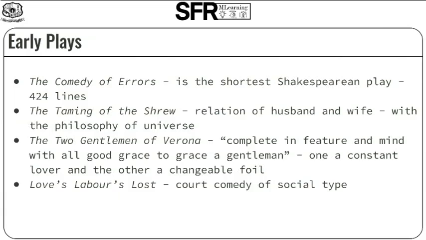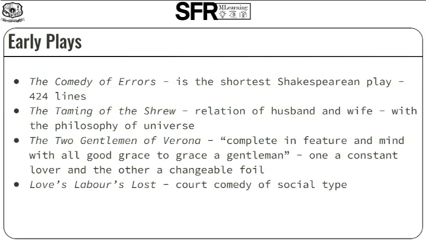So, the first comedy which was written by Shakespeare in his early career stage was the Comedy of Errors. It is the shortest Shakespearean play. It has only 424 lines. The second early comedy is The Taming of the Shrew. The Taming of the Shrew is known for its philosophical exposition or explanation of husband and wife with the background of the philosophy of universe.